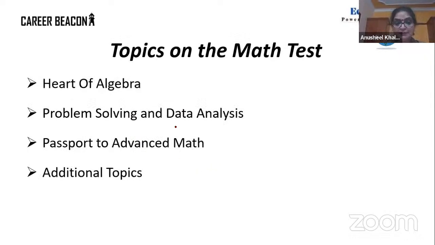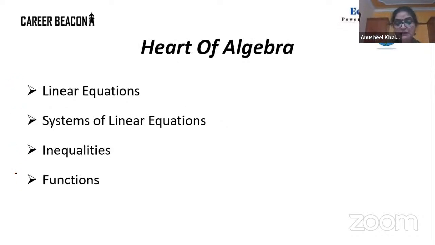Now we'll move to the math part. These are the topics that are tested on the math section: Heart of Algebra, Problem Solving and Data Analysis, Passport to Advanced Math, and Additional Topics. In Heart of Algebra, you can see questions that relate to linear equations, systems of linear equations. You may have questions where you have to solve a system of linear equations, then inequalities and functions, right? Even functions and inequalities are tested in the form of functions, right?